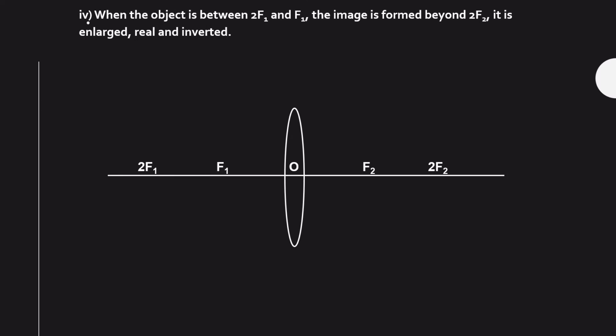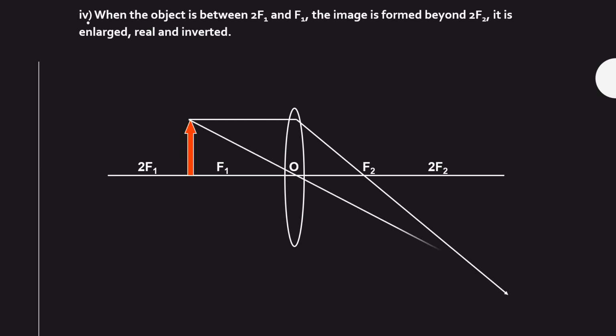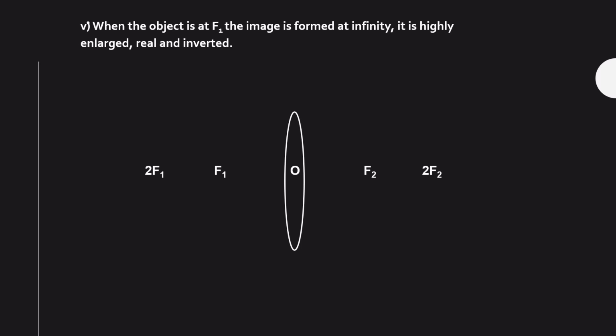Object placed between 2f1 and f1. The ray of light that is parallel to the principal axis passes through focus on the other side of the lens. The ray passing through the optical center moves undeviated. Complete the arrow marks. Get the position of the image that is formed. The image is formed beyond 2f2 and the image is enlarged, real and inverted. Let's move on to the next position.